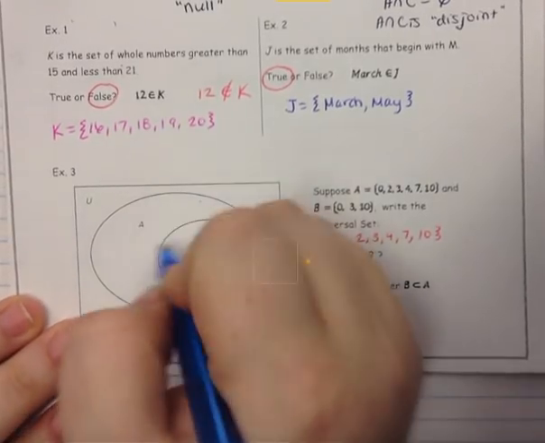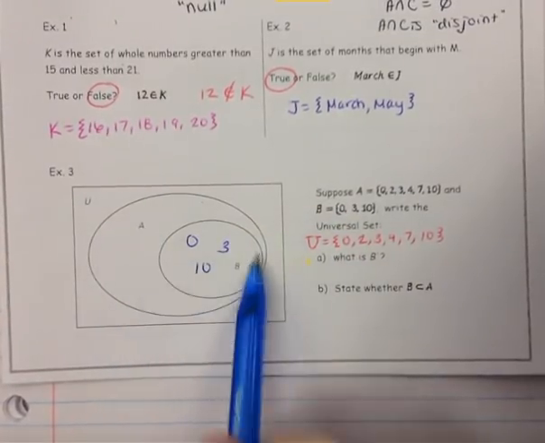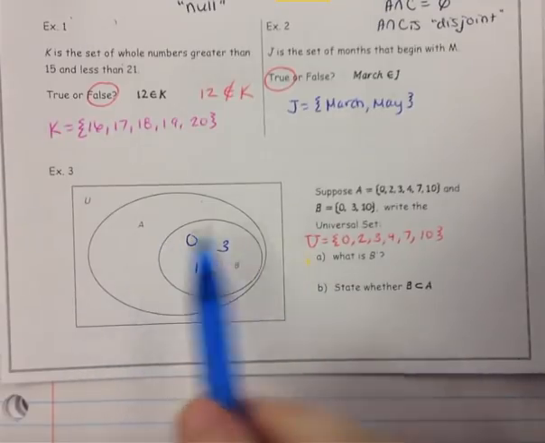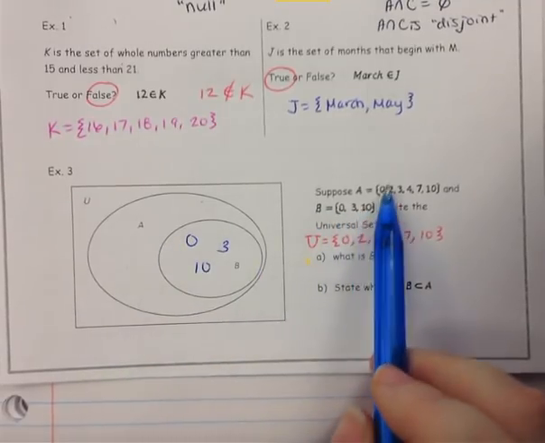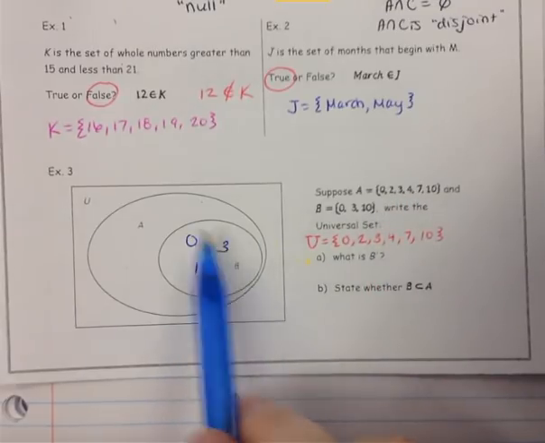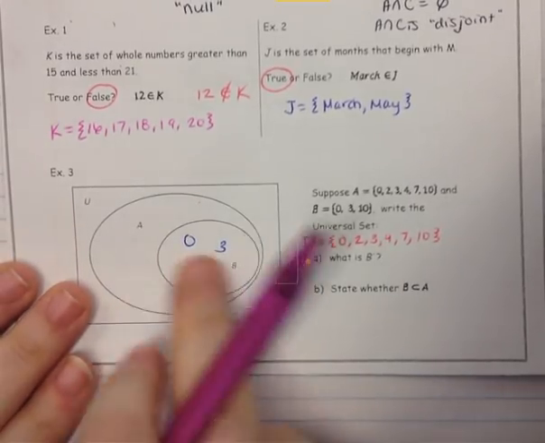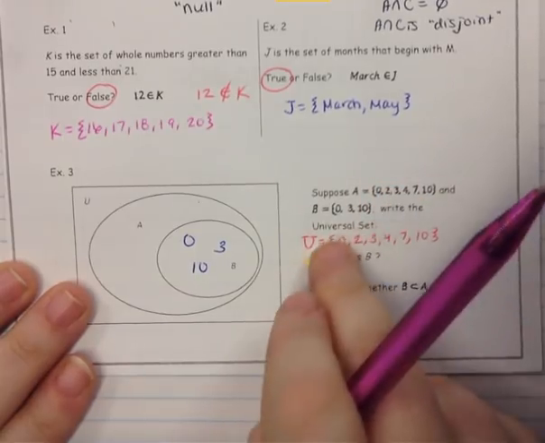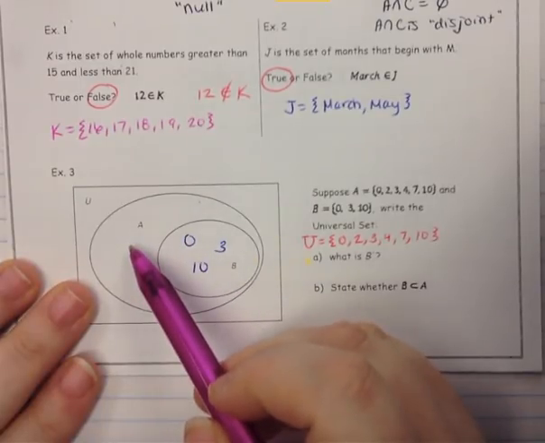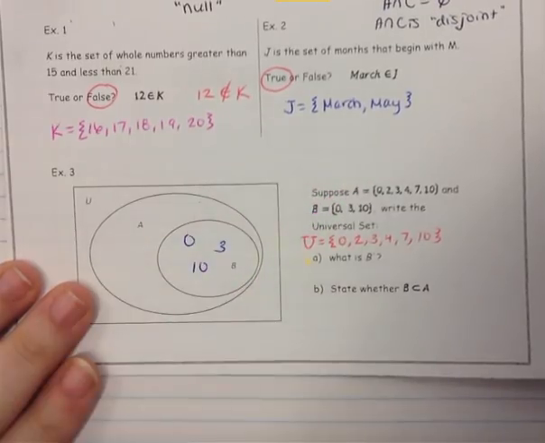Set B is 0, 3, and 10. Now, if you notice, the circle for B is actually sitting inside of A, because the 0, 3, and 10 are actually in set A. This means that B completely goes inside of A. So when I write out the set of A, I don't have to write out all the numbers of A, because again, I don't want to have to overlap any of them. So for set A, I want to include the numbers that aren't already written, because all of B is inside of A.